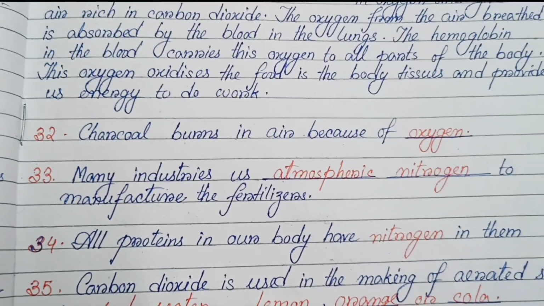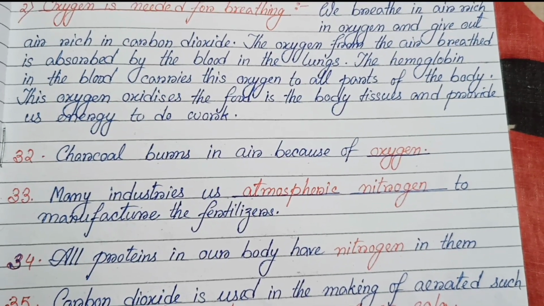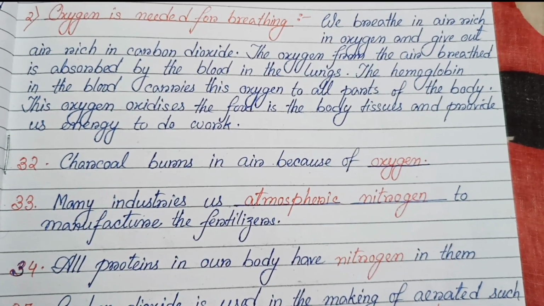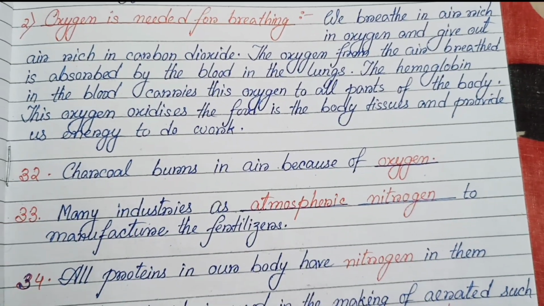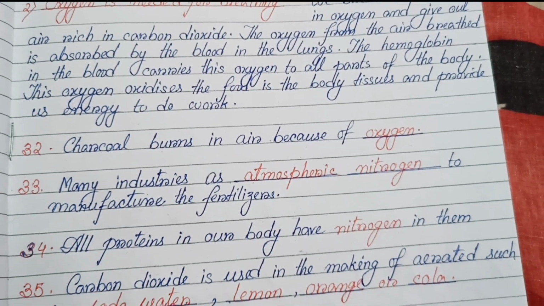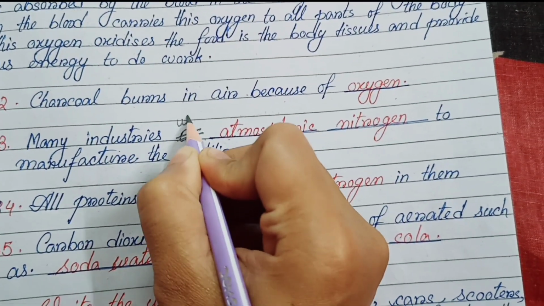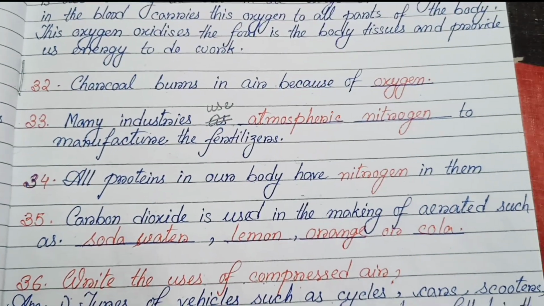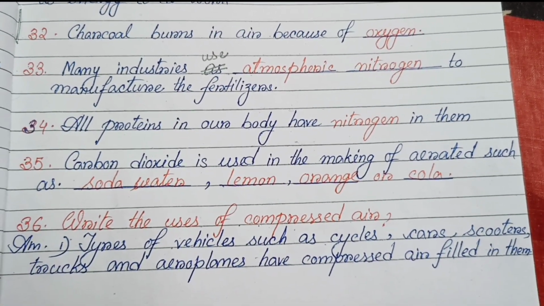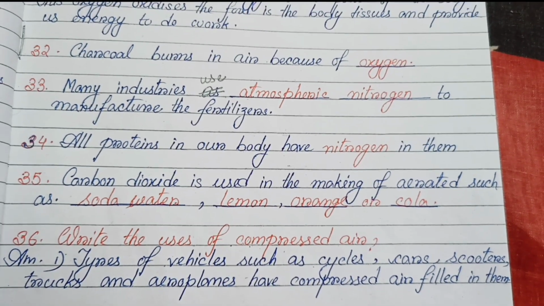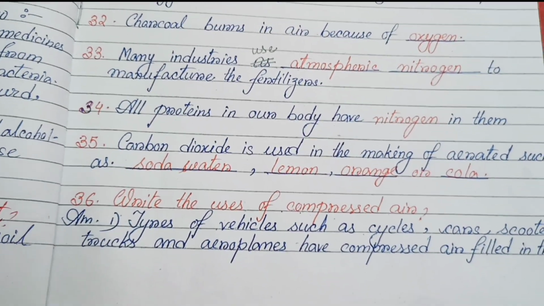Number 32. Charcoal burns in air because of oxygen. Number 33. Many industries use atmospheric nitrogen to manufacture the fertilizers. Number 34. All proteins in our body have nitrogen in them. Number 35. Carbon dioxide is used in the making of aerated drinks such as soda water, lemon, orange or cola.